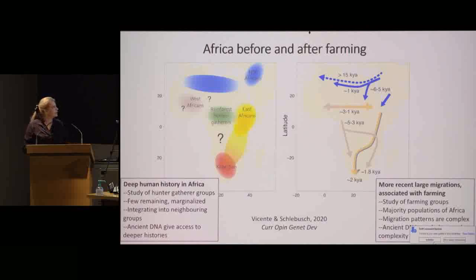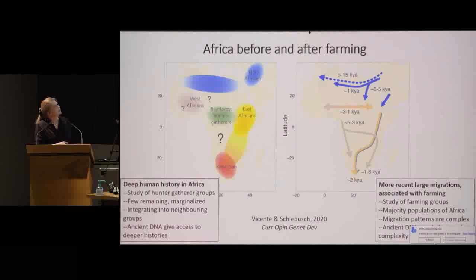And how we study it genetically is that we study the few remaining hunter-gatherer groups that we still find in Africa. However, there are very few of these groups remaining. They are integrating into the neighboring farmer groups, which usually are the socially dominant groups in the area. So studying these remaining hunter-gatherer groups gives us access to this deeper history of Africa. But ancient DNA can also give us direct access to the genetic variation of people living in the past in Africa.